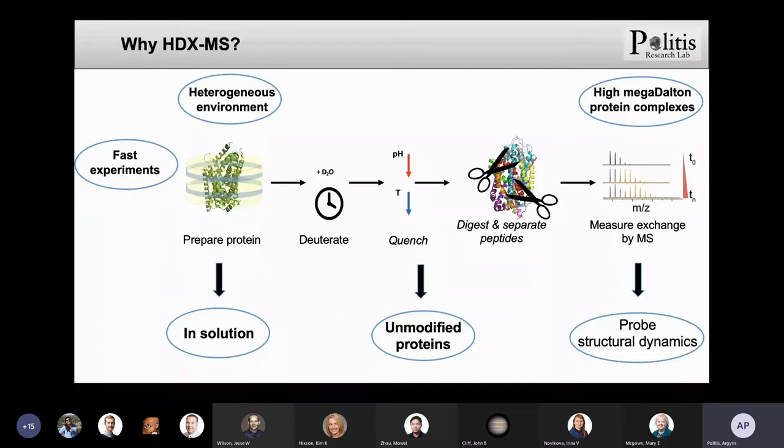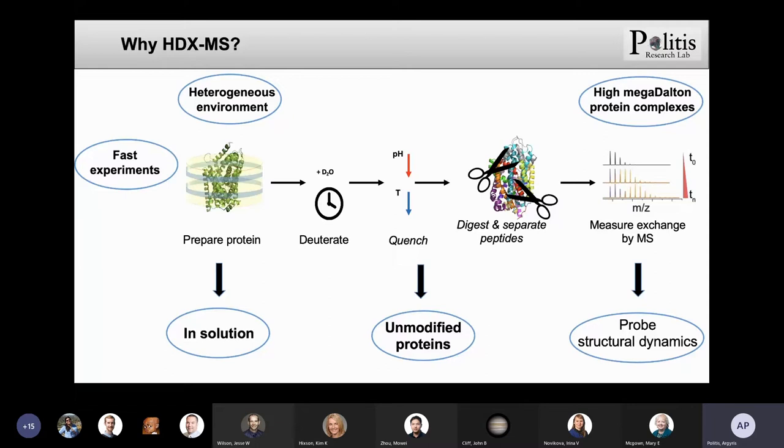I'll start with a little bit about the advantages of HDX mass spectrometry. It's quite a fast experiment we can do. In general, compared to other structural biology methods such as cryo-EM or crystallography, it is relatively fast. It can also tolerate heterogeneous environments. So basically, we can carry out experiments within heterogeneous compositions, for instance, lipid environments such as nanodiscs, but also SMALPs, which is more realistic. In some cases, we can do in situ or in-cell experiments, but that requires quite significant technology development.